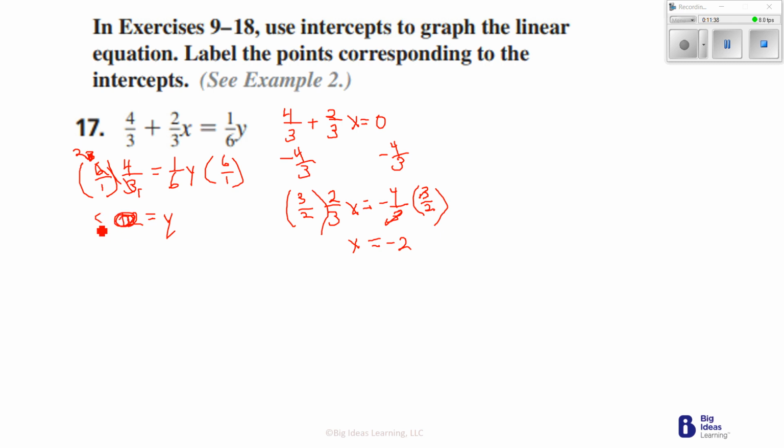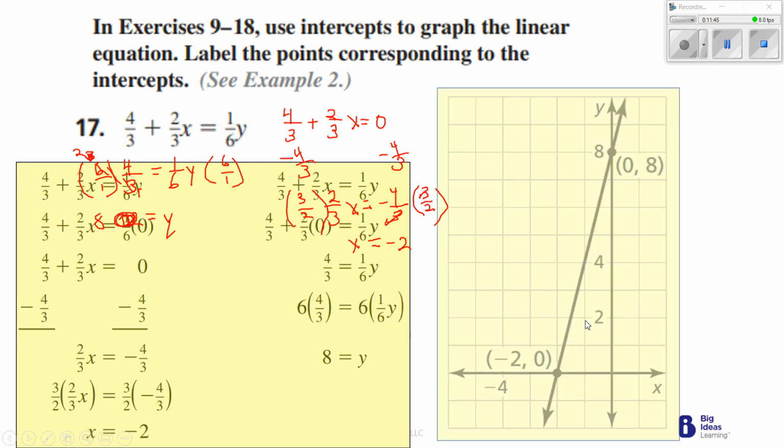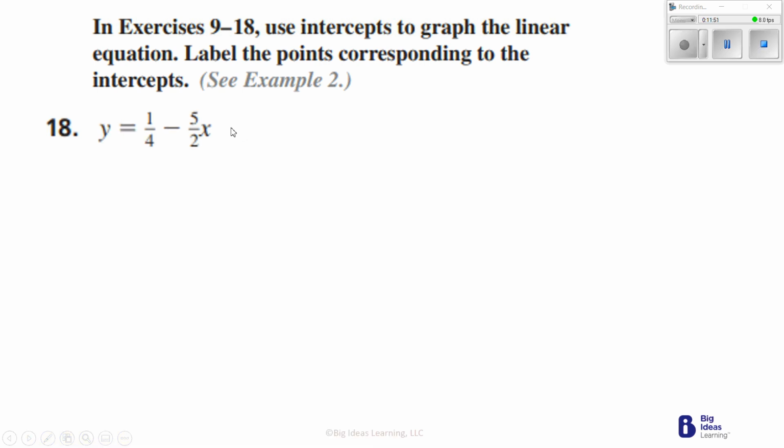The book is absolutely right on this one. Mr. Meadows goofed on it. So you should have had y is 8 and x is negative 2. When I made my graph, y would be at 8, x would be at negative 2. All right, 18 is for you to do.